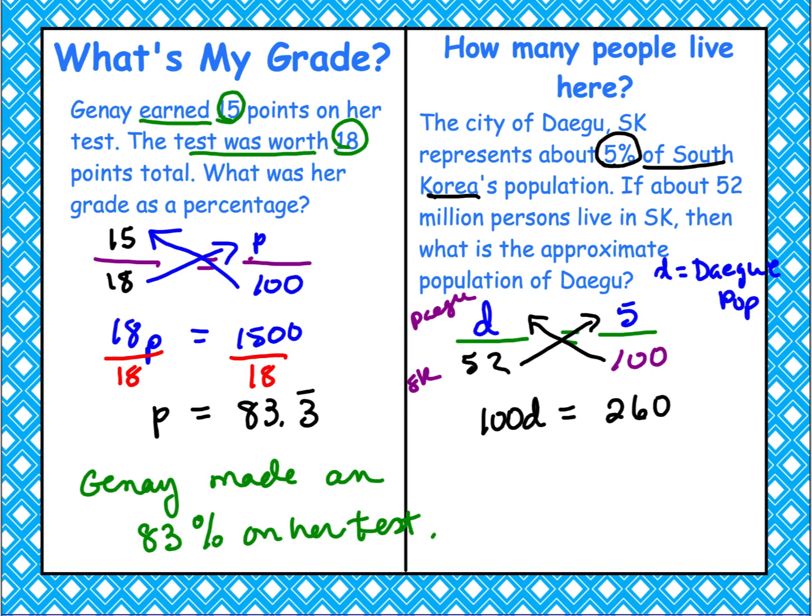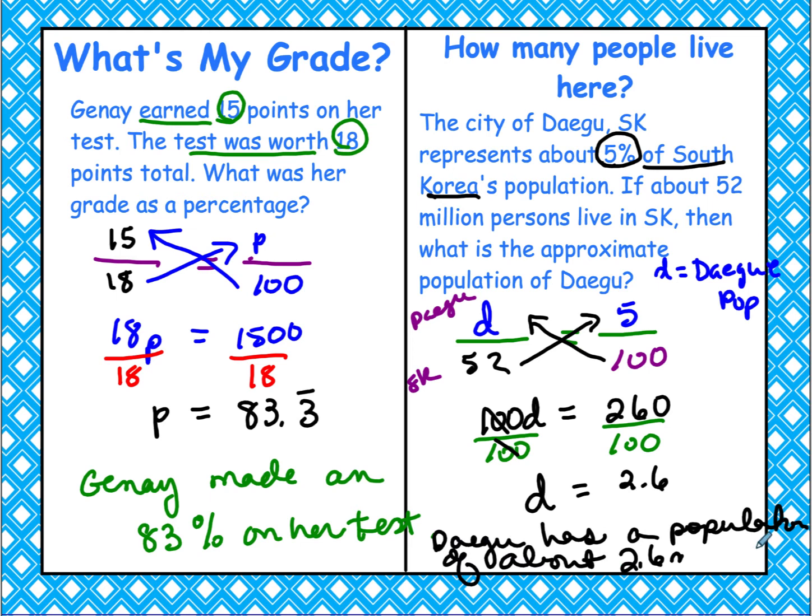I'm going to divide both sides by 100, because 100 times D divided by 100 is going to give me D alone. Divide the other side by 100, and now I have 100 divided by 100 is 1 times D, which is just D. And then 260 divided by 100 would give me 2 6/10. So that means Daegu has a population of about 2 and 6/10 millions, or 2,600,000 persons.